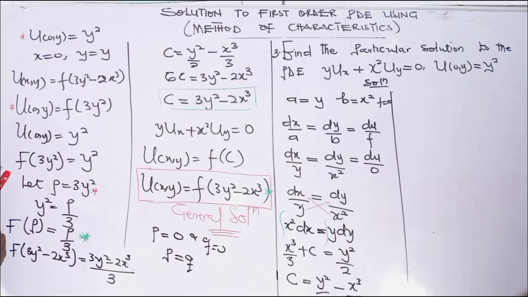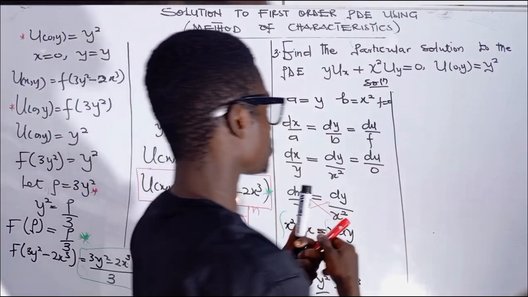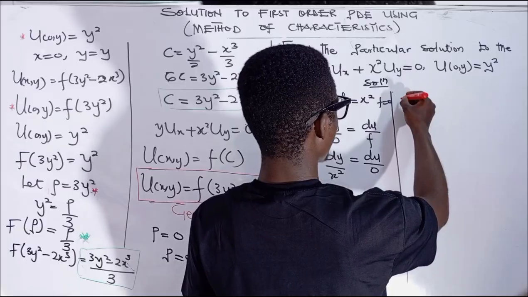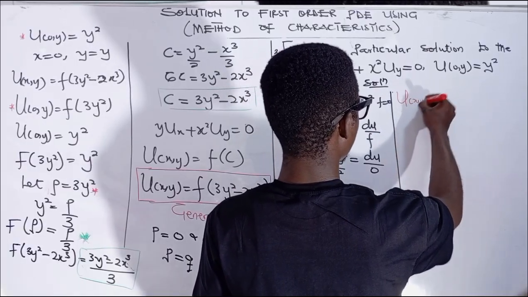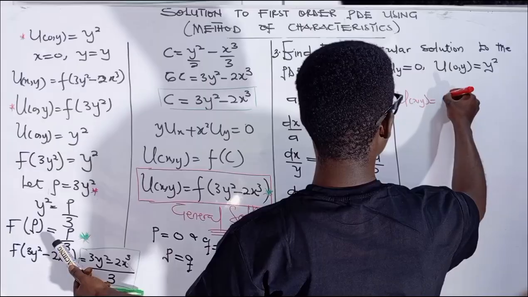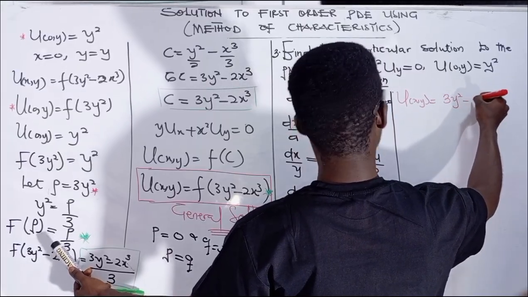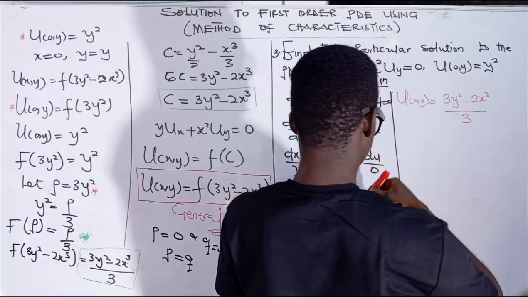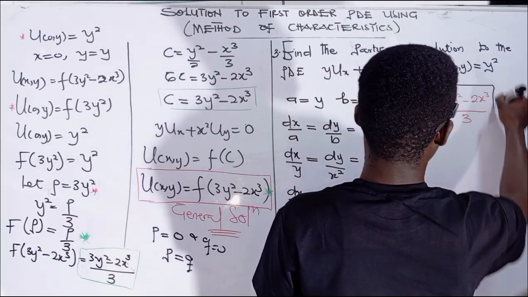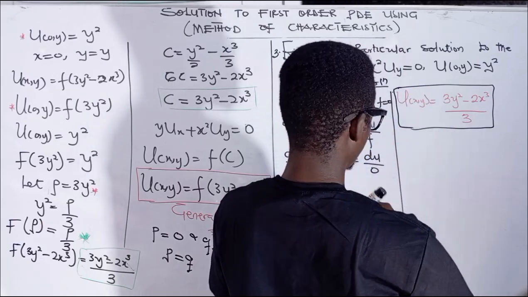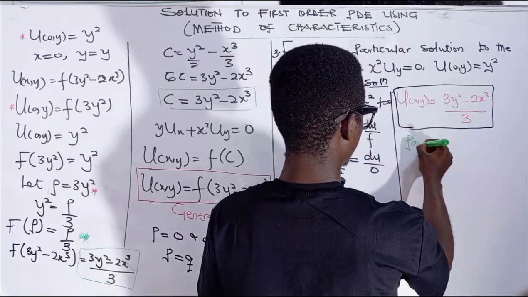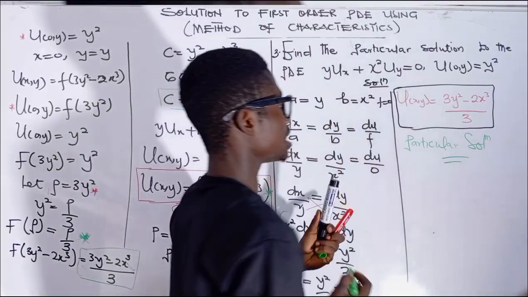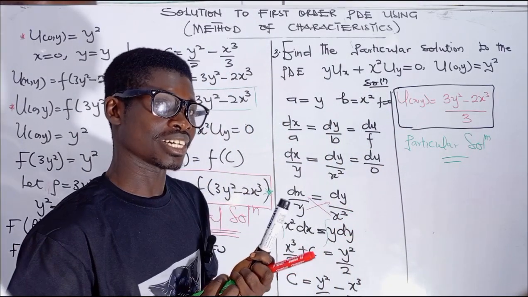And therefore, the particular solution to the PDE with that initial condition given is this. So let's rewrite it well. Our particular solution is given as u of x, y is equal to 3y squared minus 2x cubed all over 3. And this becomes the particular solution. Very, very easy and simple. Let's look at another example.